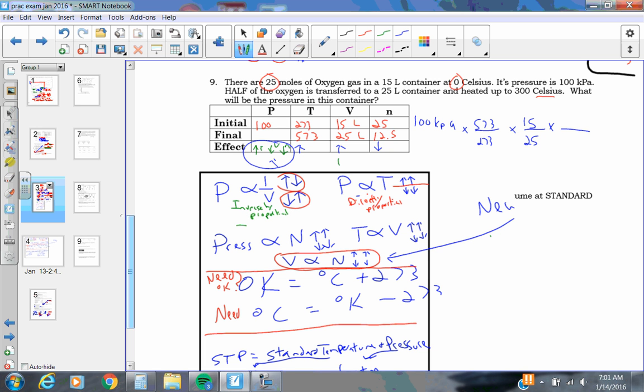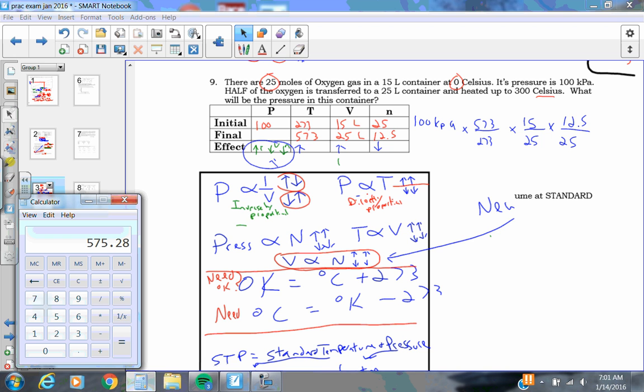Finally, the number of particles is also going to cause a decrease, so I'm going to put the small number of particles on the top and the big number of particles on the bottom. Working through this math, I like to go right across the top. 100 times 573 times 15 times 12.5 divided by 273 divided by 25 and divided by 25 one more time, and I'm going to get about 63. I'm just going to write 63.